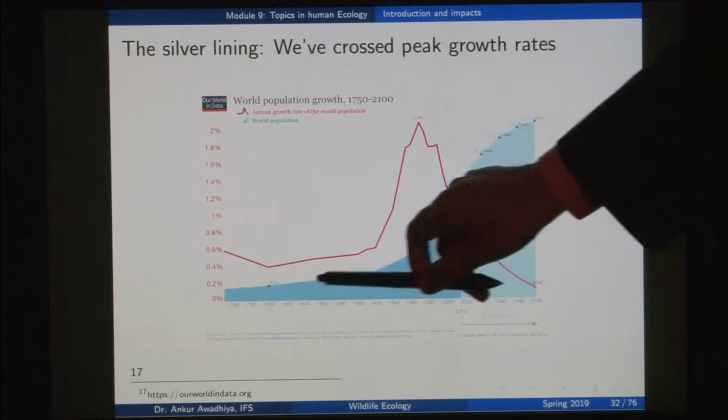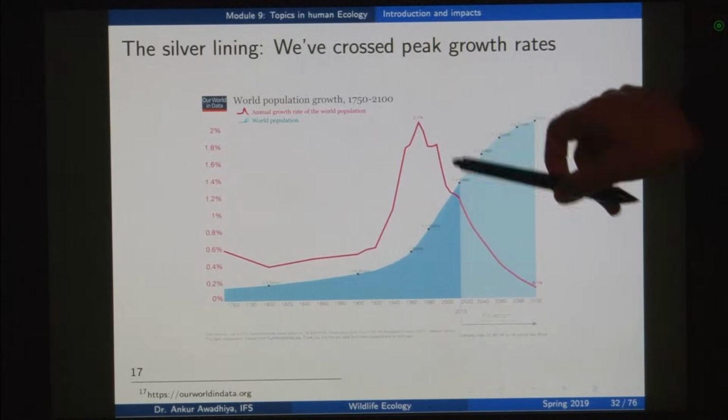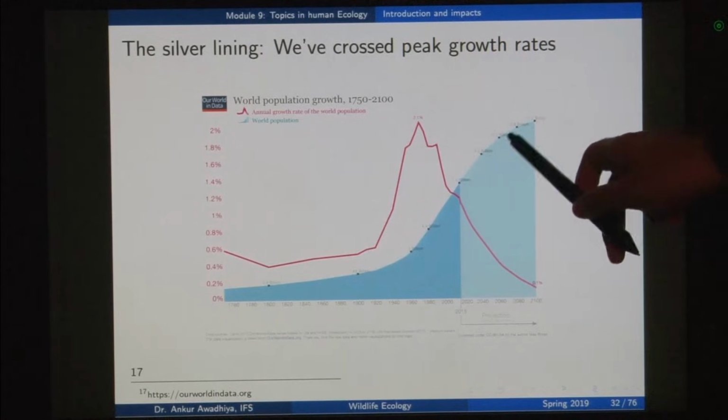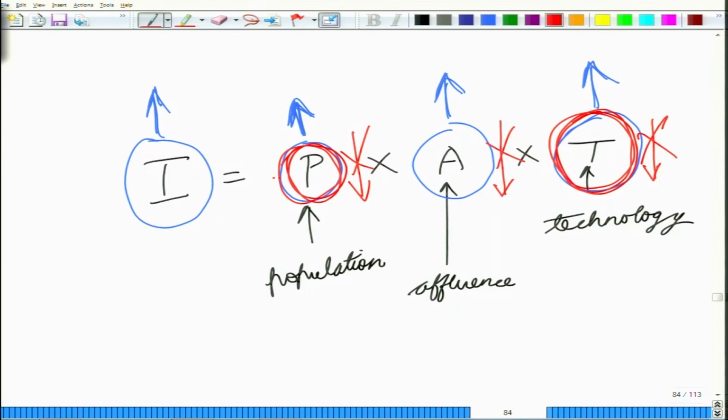So, in this case the world population has been increasing so far, but because the growth rate has been reducing, we are now seeing that it is becoming a bit flatter. So, that is another silver lining. Even in the case of population, we have already started to put brakes on our rate of increase, but it is going to take some more time.